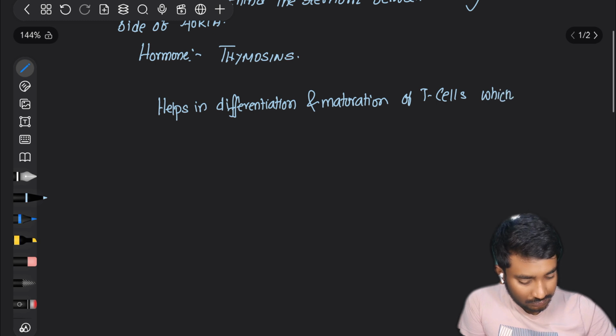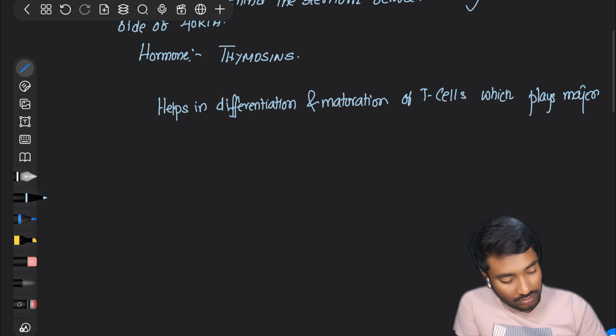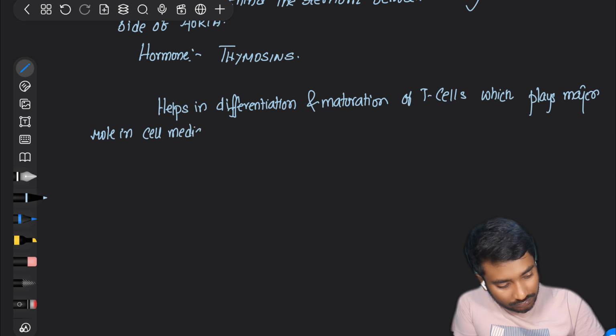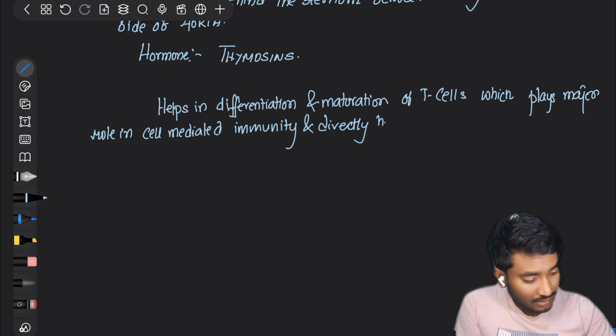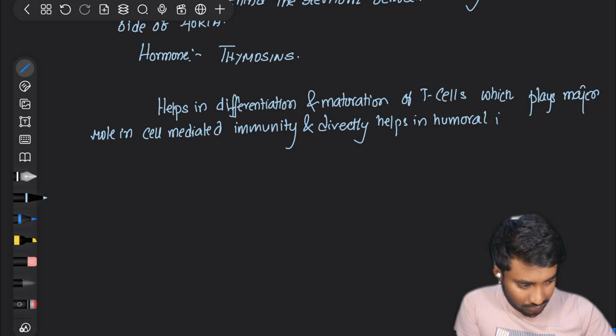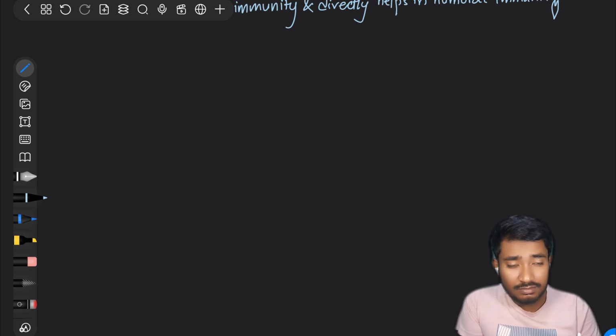which play a major role in cell mediated immunity and directly help in the humoral immunity. So immunity can be of two types. One is cell mediated immunity and another is humoral immunity.